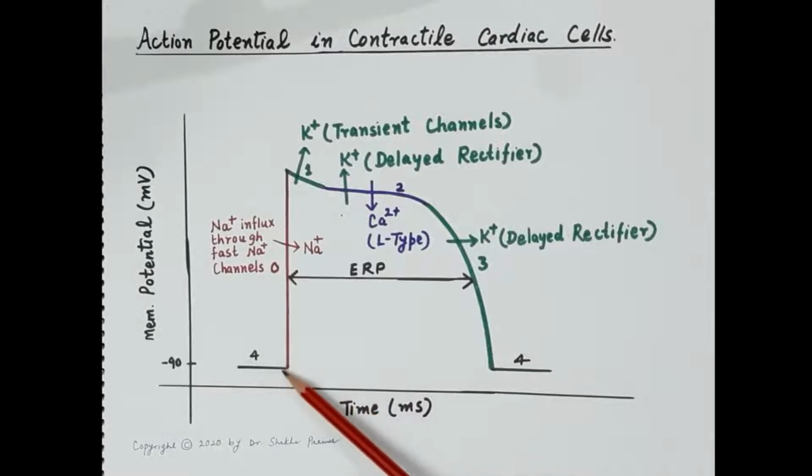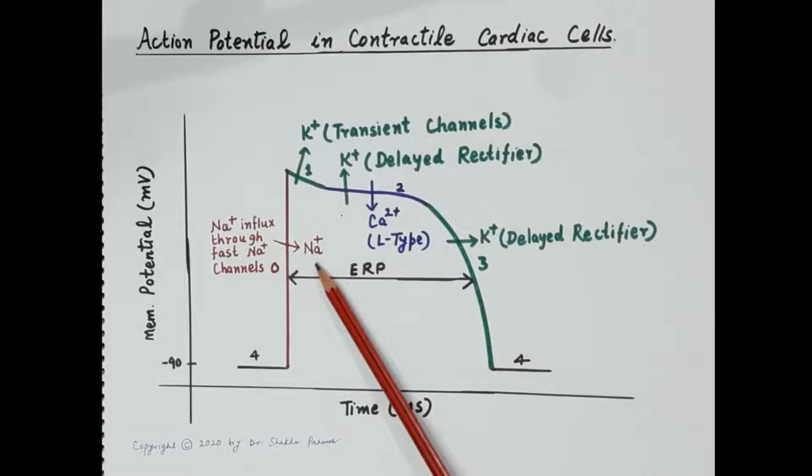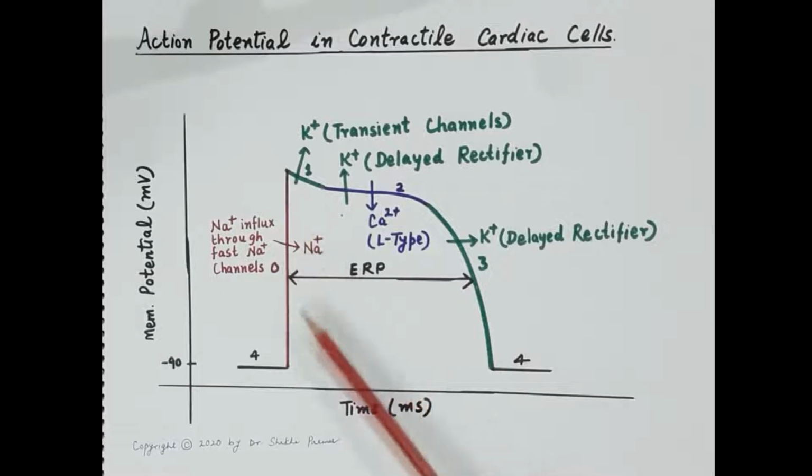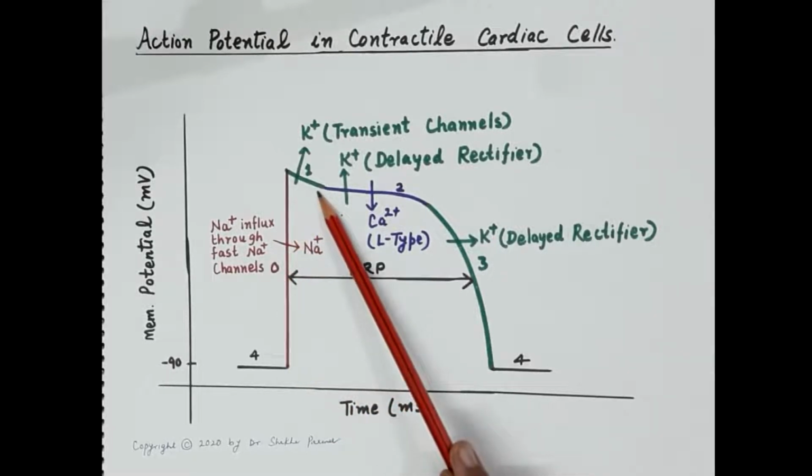And one important thing to note here is that sodium channel blockers, by virtue of blocking these sodium channels, can reduce the rate of depolarization, they can reduce the rate of phase 0, and therefore they can reduce the conduction velocity. Now this depolarization phase is followed by phase 1.